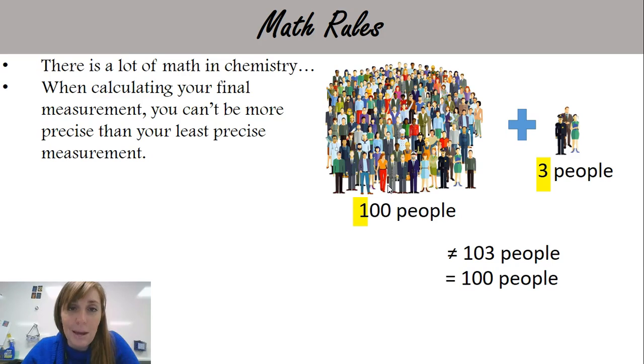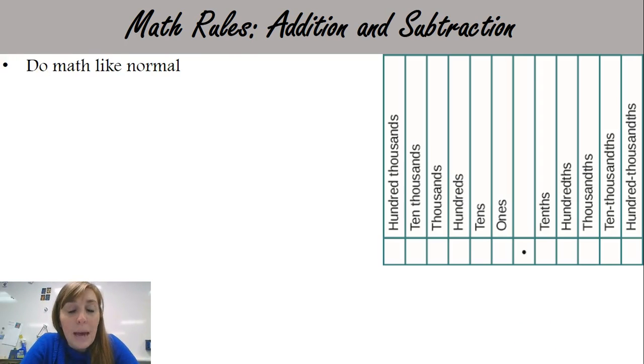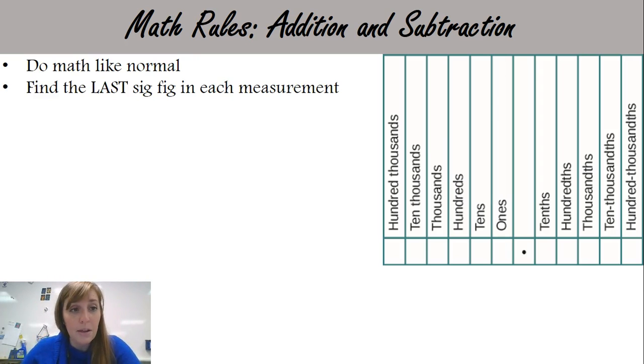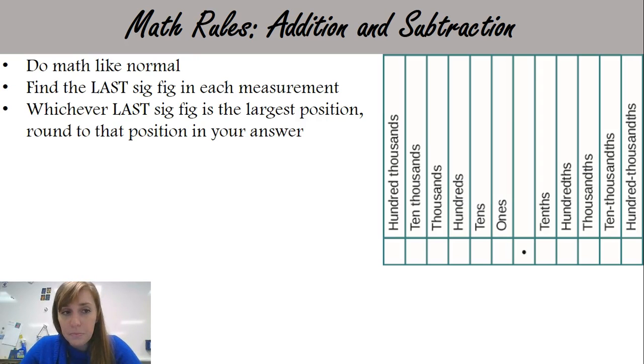So let's do this in real chemistry terms now. The first step in addition or subtraction in chemistry is the easiest: you just do math like normal. If I have 8.15 meters plus 3.2, I get 11.35. I think I remember those numbers, right? So just type it in a calculator, whatever you get. Then you find the last sig fig in each of the measurements that you had at the beginning of the problem. Whichever last sig fig is in the largest position, and by position I mean 100,000s, 10,000s versus thousandths, 10,000ths, you're going to round your answer to that position.